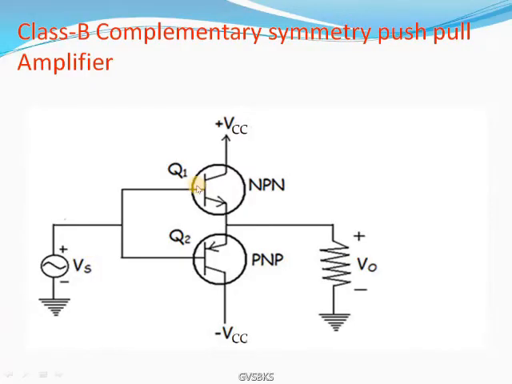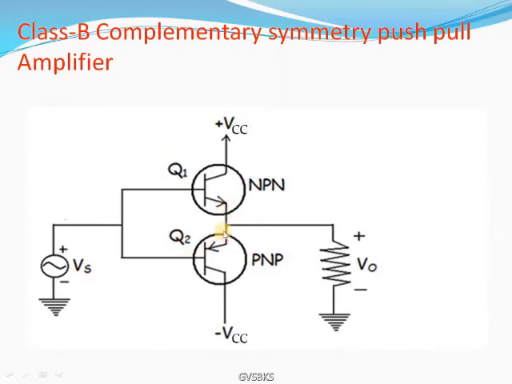The disadvantages in Class B push-pull amplifier were overcome in a Class B complementary symmetry push-pull amplifier. So this is a circuit for a Class B complementary symmetry push-pull amplifier. In this we are using two transistors. One is NPN type, another one is PNP type. This NPN type transistor Q1 will be on for the positive half cycle of input voltage, and the PNP type transistor Q2 will be on for the negative half cycle of input signal.